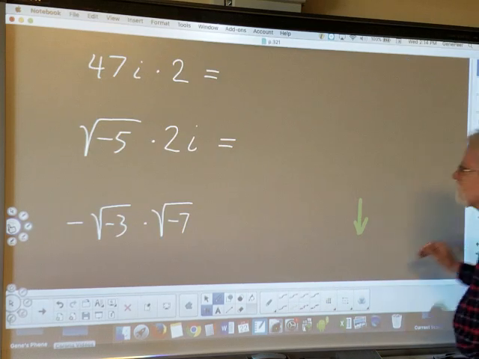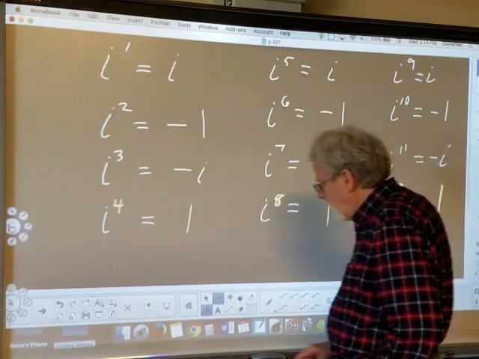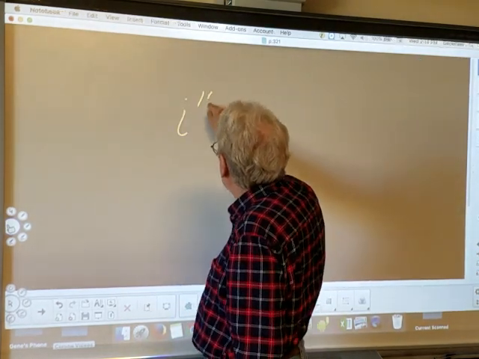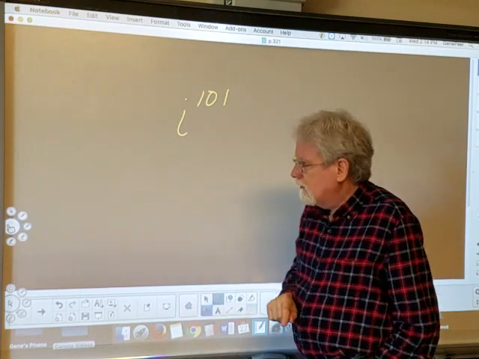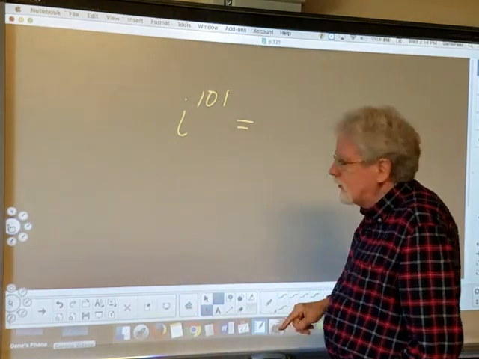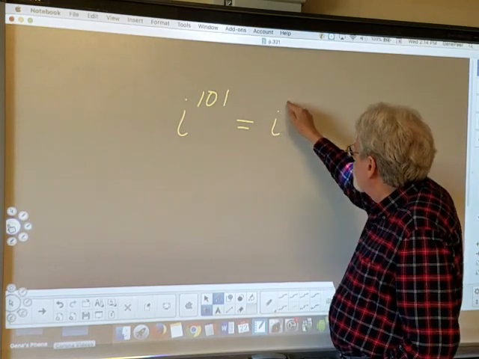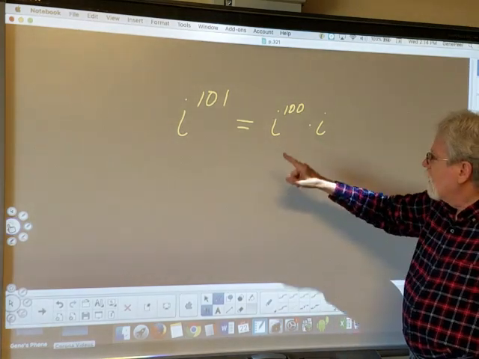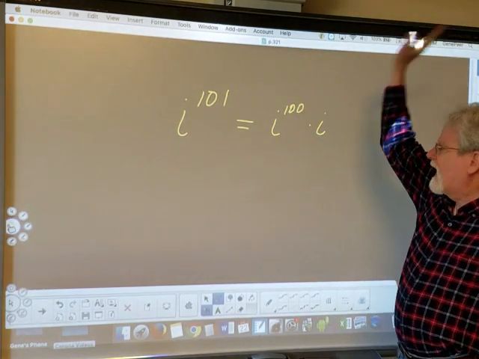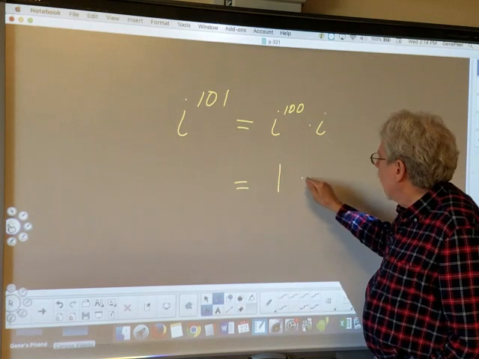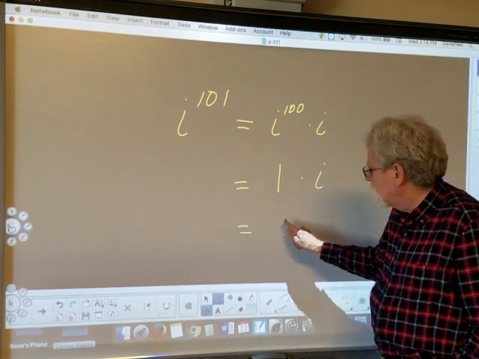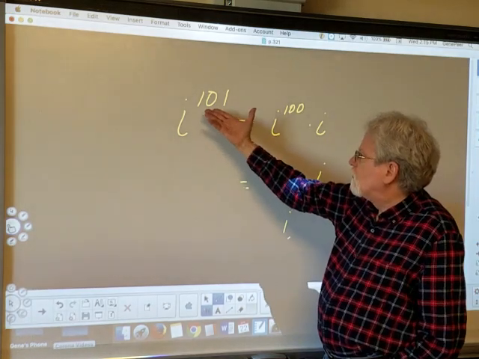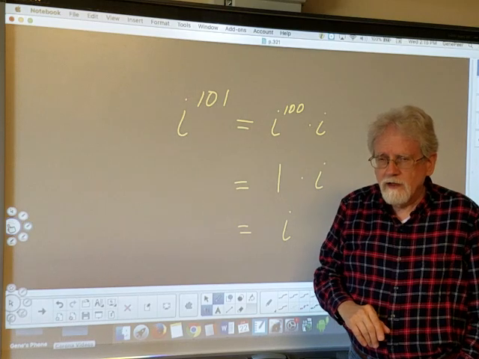That being the case, what is I to the 101st? Well, how do I know? Do I have to count all the way up? No, because isn't that just I to the 100th times another I to the first? I to the 100th, all multiples of 4 just cancel out. It's equal to 1 times I, better known as just I. See, it becomes easy when you cancel out all multiples of 4 and then see what you're left with.